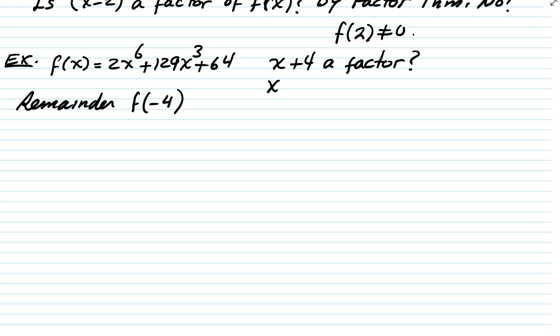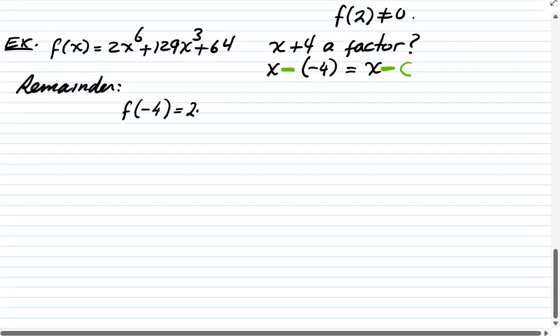Because remember, x minus negative 4. It has to be in the form of x minus c. And so c here is negative 4. That's how I came up with negative 4 here. So f at negative 4, what is f at negative 4? Well, that's when we plug in negative 4. So it's going to be f at negative 4.